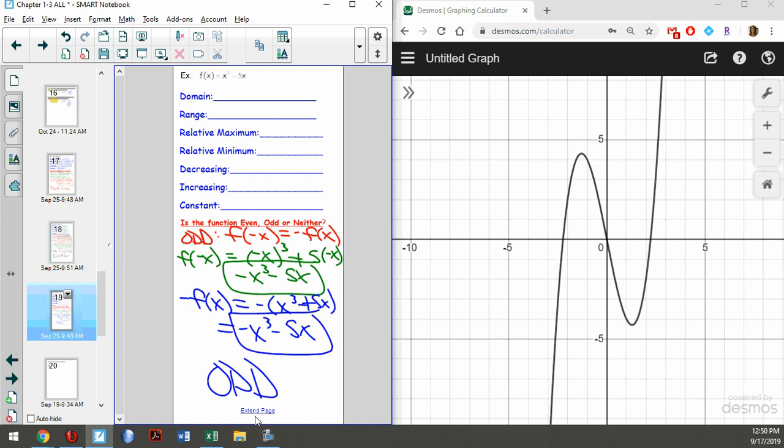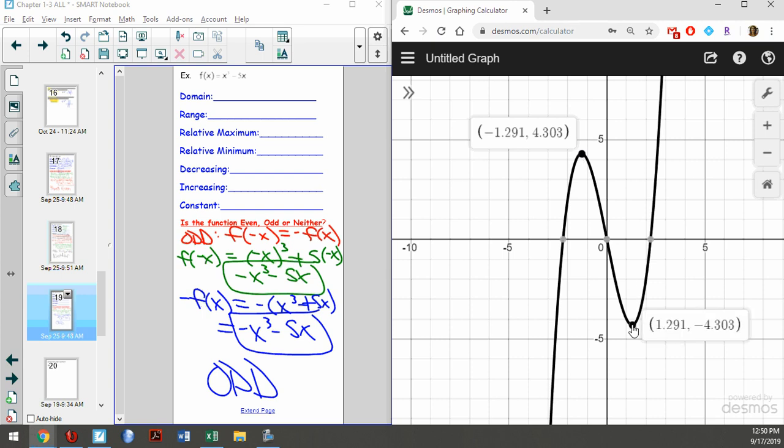Do I have any relative maxes or relative mins? Yes. Does anybody know what they would be? That's an ugly number. Is that okay? Absolutely. It's totally fine for that to be that way. What about this one? Yes, that's totally okay. So I have a max and I have a min. Do we all understand that?